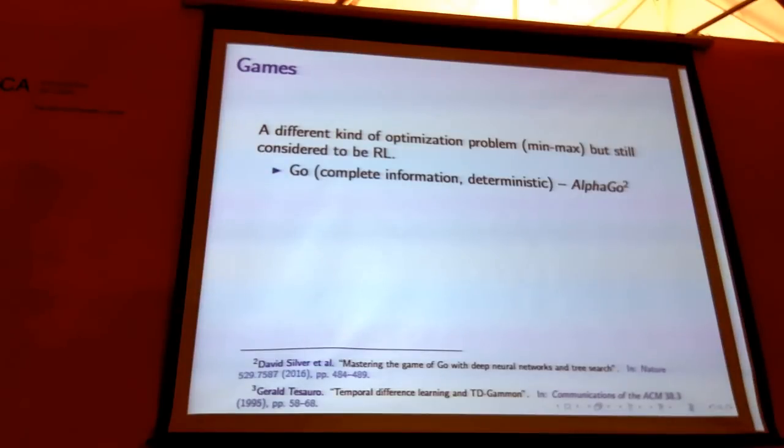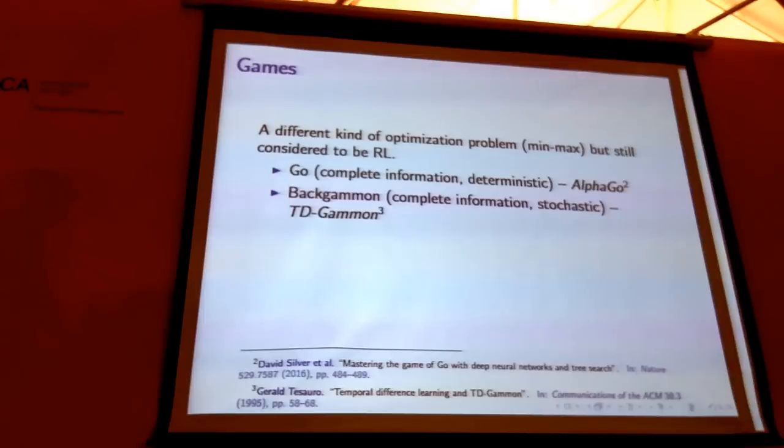So there are various different types of games. You can have complete information games where you see everything, nothing's hidden, and where it's deterministic. Go is an example of that, and you probably all know about AlphaGo, where DeepMind got a Go playing program to beat the world champion recently. Backgammon is a complete information game where you have to roll dice, so it's stochastic.